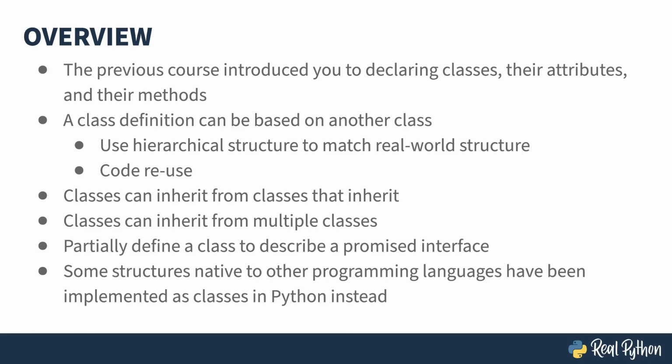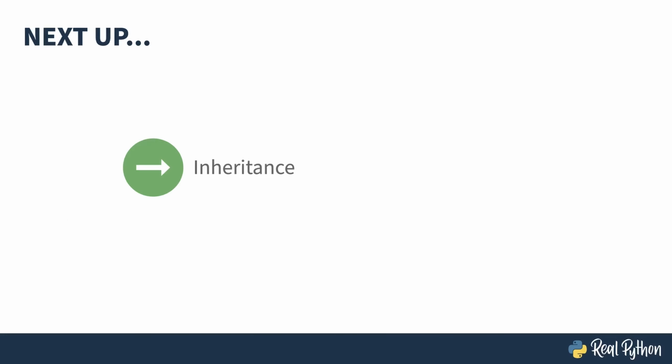All this fancy object-oriented coding isn't just for you. It's been taken advantage of in the standard library. The data class was introduced in Python 3.7 as a shortcut for creating classes that are mainly about their attributes, and the enum, a structure that is often a keyword in other languages, has been built as a class. Let's get started. Next up, I'll dive into inheritance.